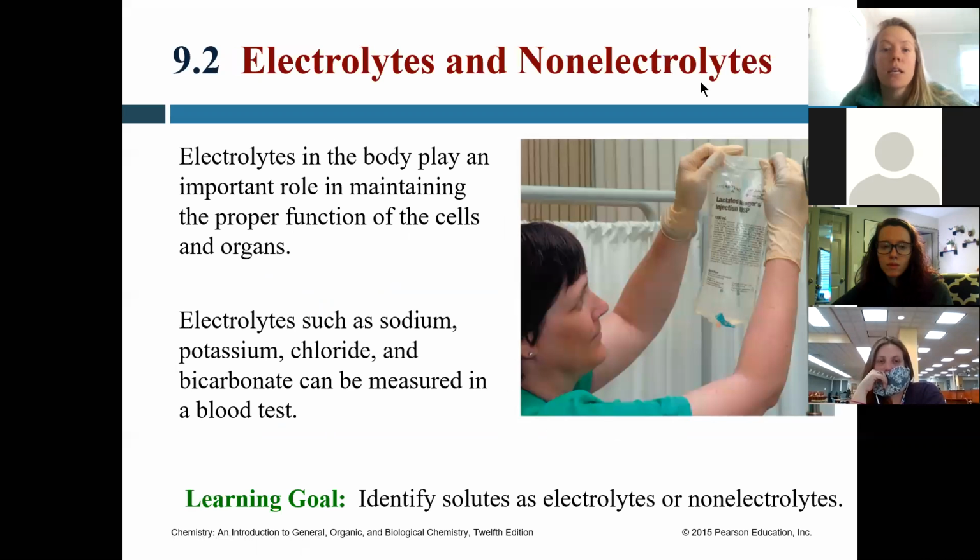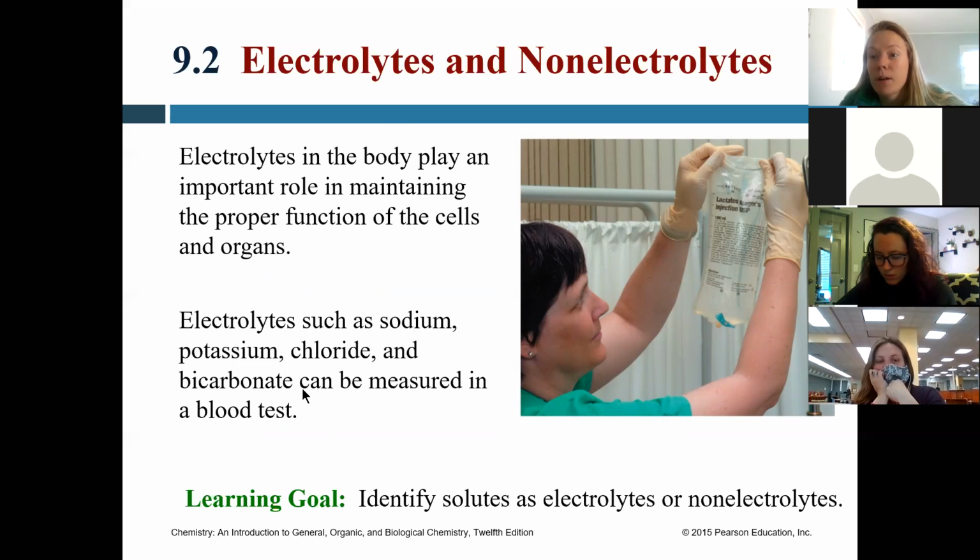All right, so electrolyte and non-electrolyte solutions. Electrolytes are a really important thing in our body. They help us to maintain a lot of different biological functions in cells and organs. Here's a bag of an electrolyte solution that they're going to administer to a patient. Different types of electrolytes that we would expect to see: sodium, potassium, chlorine, bicarbonate.